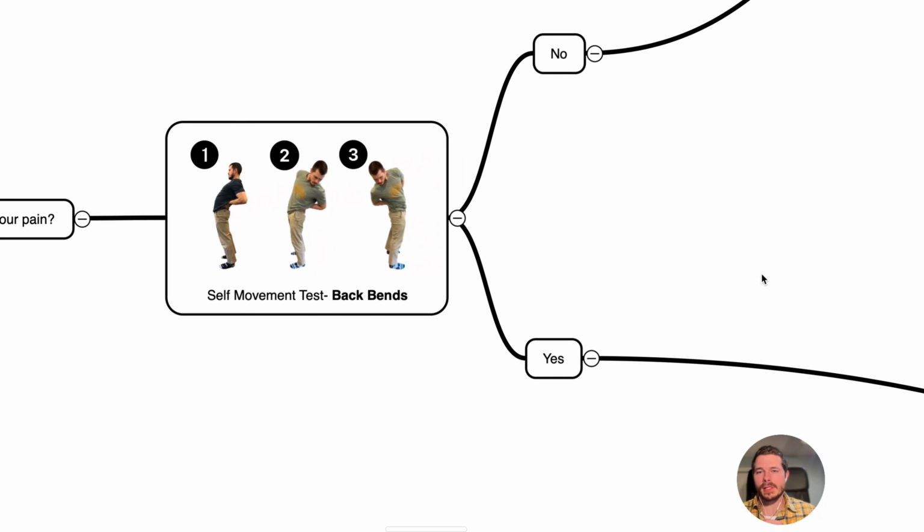Let's go through the self-movement test, the back bends. If at any point doing any of these back bends reproduces the pain in your butt and or your leg, despite the fact that you don't have any back pain, then it appears to be a back or pelvic problem. And we'll talk about that.